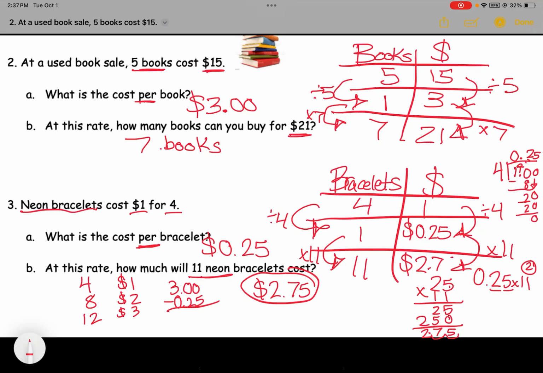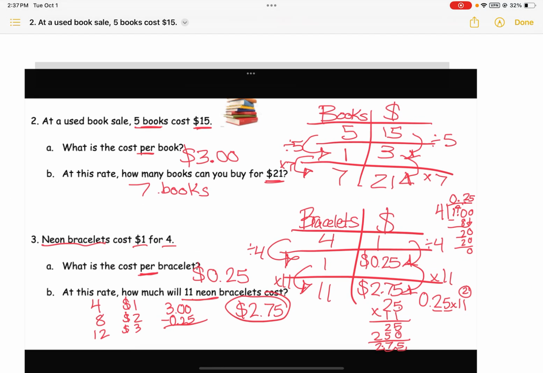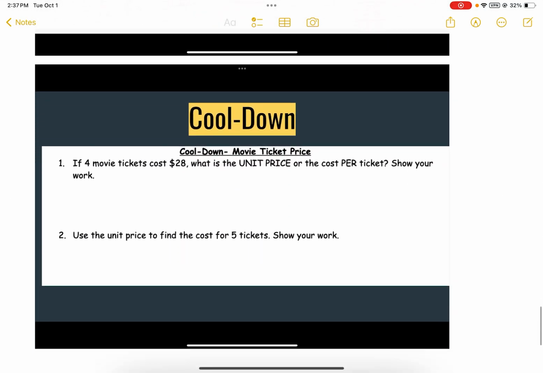So both ways help us get there, but there's faster ways to get there rather than multiplying it all out sometimes. Now, your job is to do the cool down. Make sure you read it and you label your answer, and then raise your hand to get it checked off.